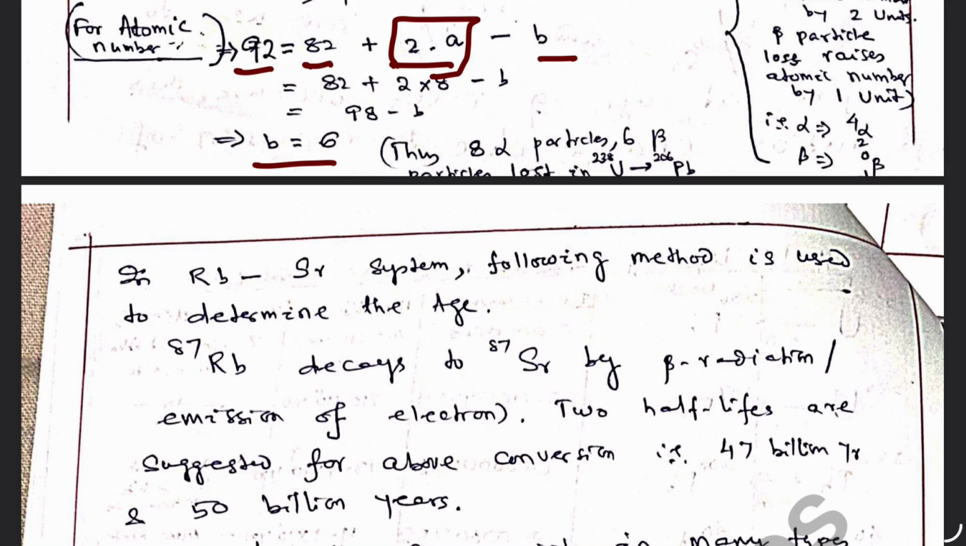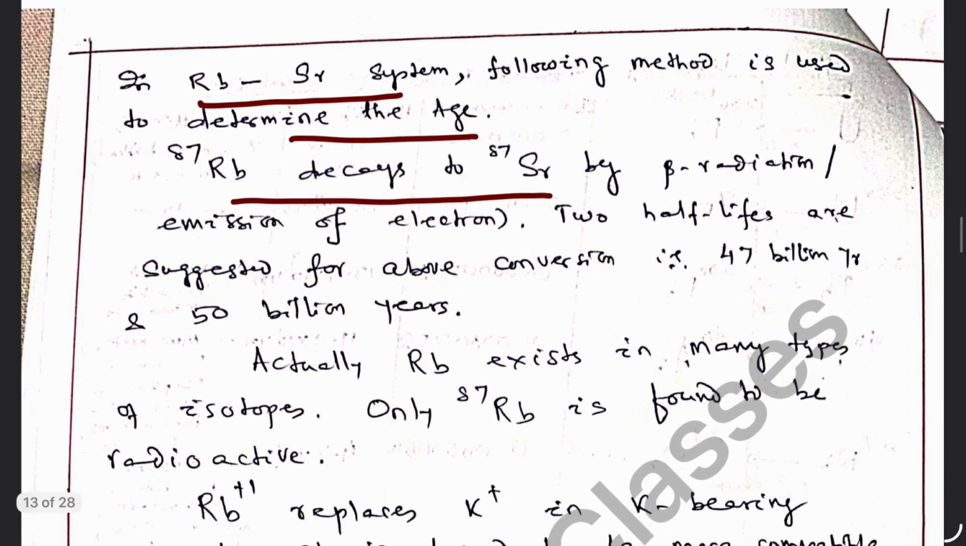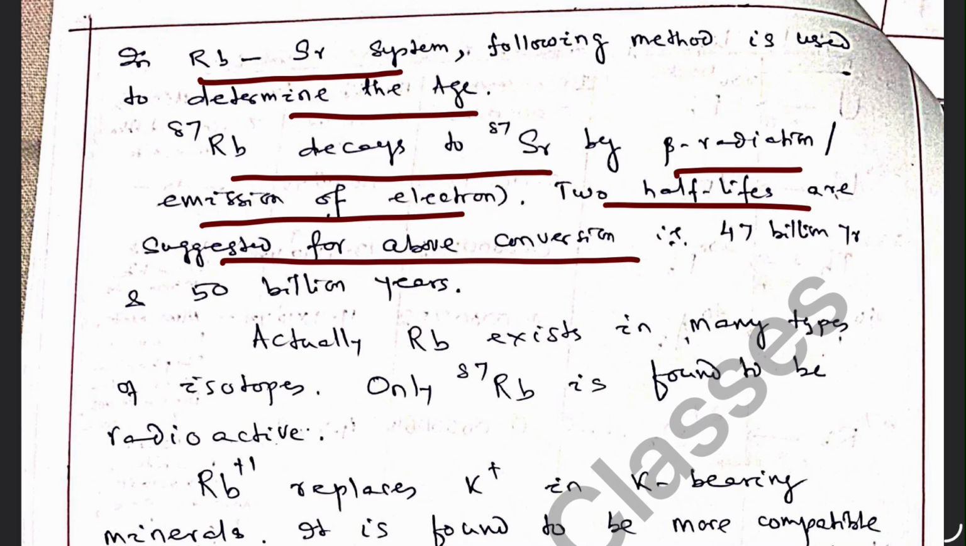Now let us discuss how the rubidium-strontium system is being used for the determination of the age of the rocks. Rubidium-87 decays to strontium-87 by giving a beta radiation, or by emission of one electron. Two half-lives are suggested for the above conversion. They are either 47 billion years or 50 billion years.